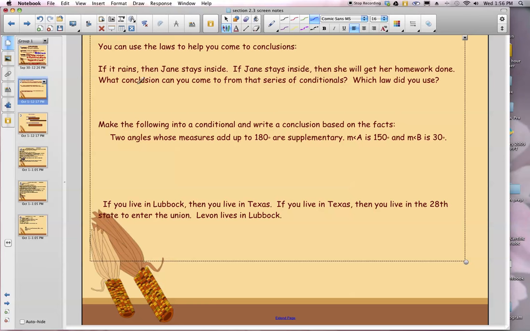Okay, now the first thing that you should notice here is that the conclusion of this statement matches the hypothesis of the next one. So what conclusion can you come to? Well, our law of syllogism says you can cross those out if they match and go right from "if it rains" to "then Jane gets her homework done." So that would be the conclusion that we come to. If it rains, then Jane gets her homework done.